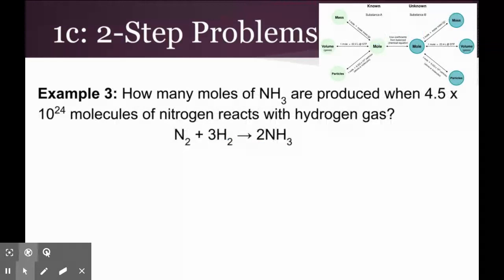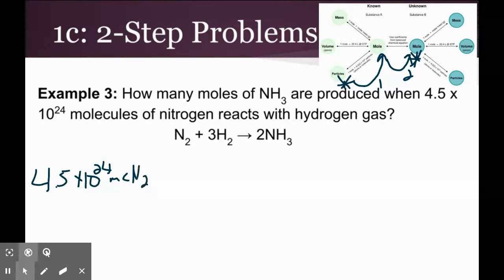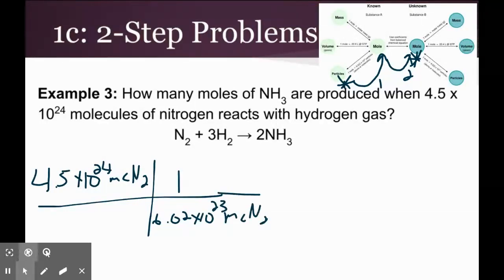Example number 3 says how many moles of NH3 are produced when 4.5 times 10 to the 24th molecules of nitrogen reacts with hydrogen gas. So our given information is molecules of our known substance, and we want to find moles of our unknown substance. So step 1 is to go from molecules to moles of our known substance, and then from moles of known to moles of unknown for our second. So write down your given information. And remember to go from molecules to moles of a substance, we use Avogadro's number, which is 6.02 times 10 to the 23rd molecules in 1 mole.